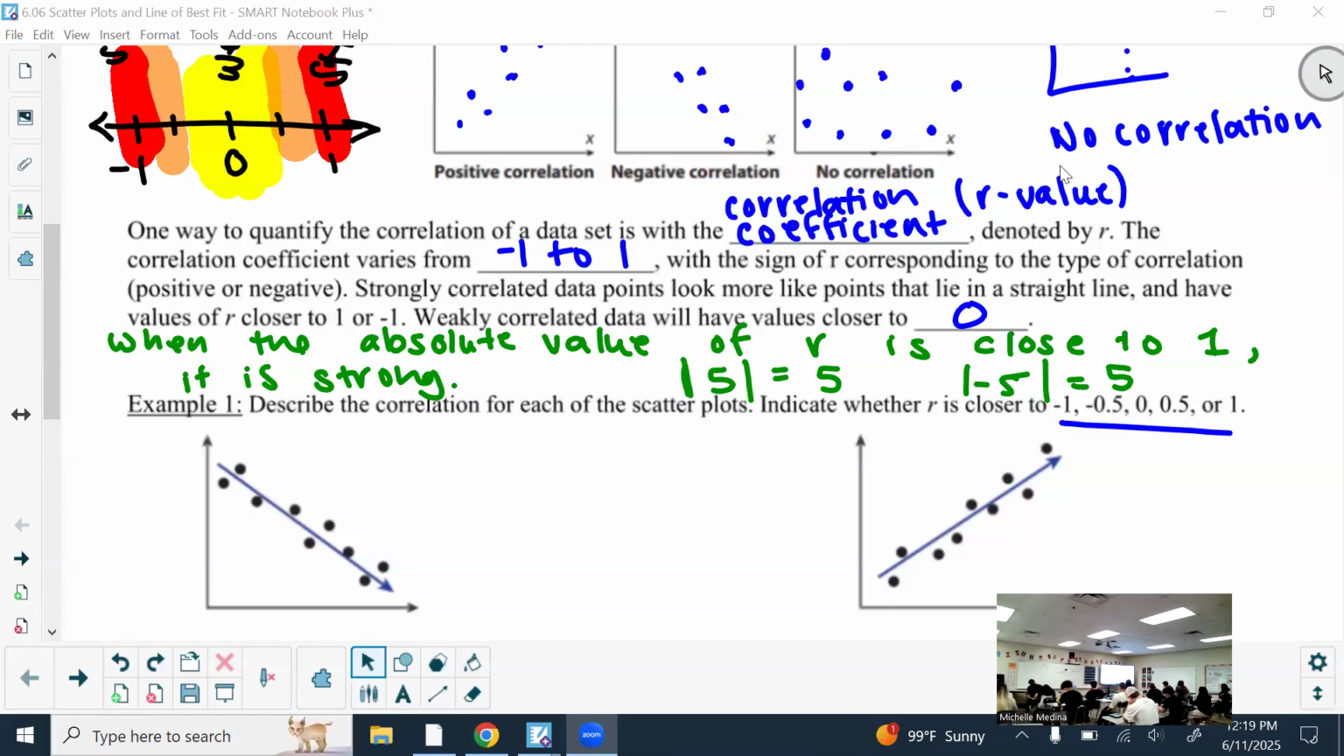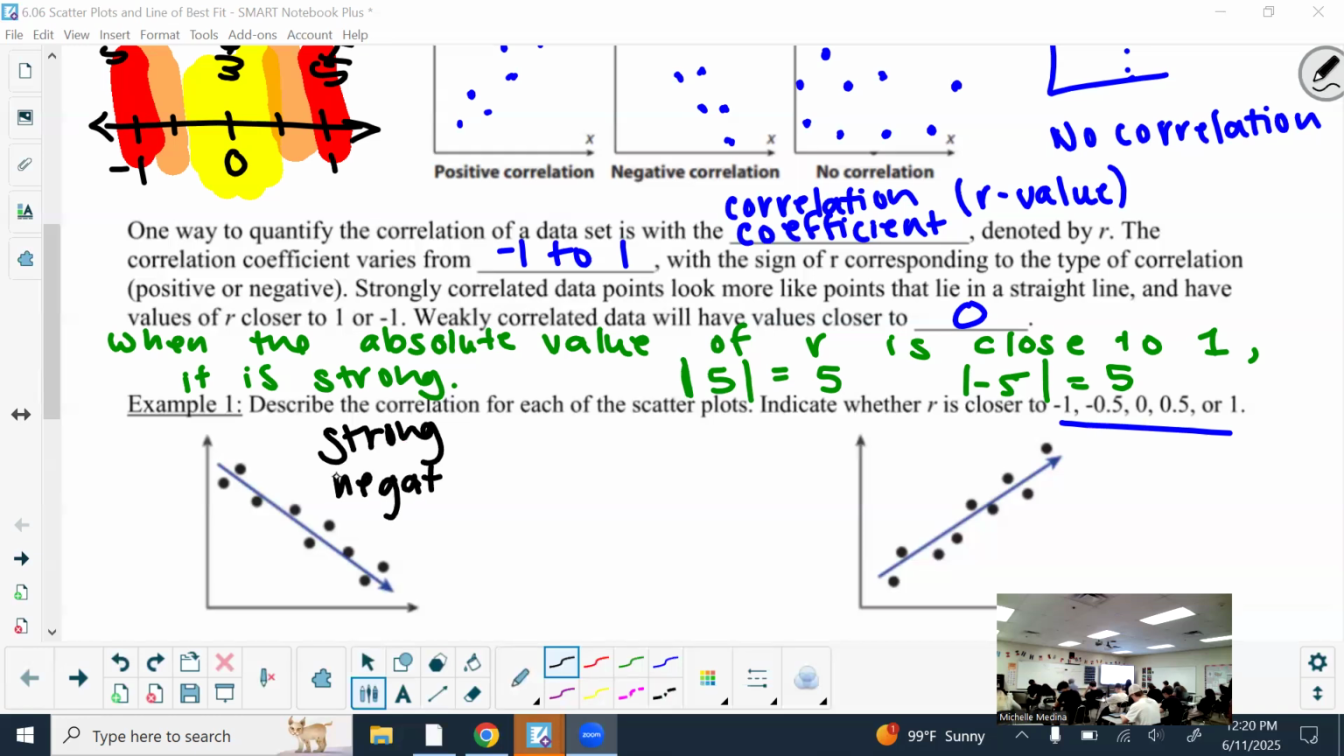Strong, do you know why? Or just a guess? Because they're close together. Good. The more in a straight line they are, the stronger it is. So the first one we would say is strong. Now the strength has nothing to do with whether we classify it as positive or negative. Would we say that this one is positive or negative? Negative, because as the X is increasing, the Y is decreasing. So we classify this as a strong negative correlation.